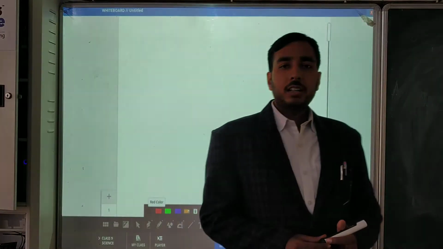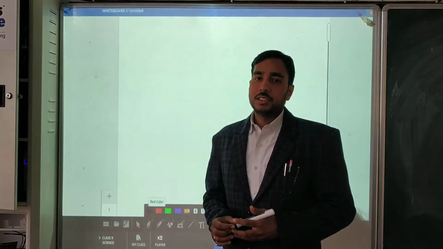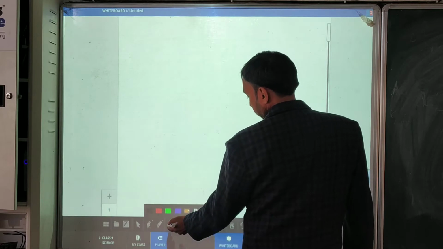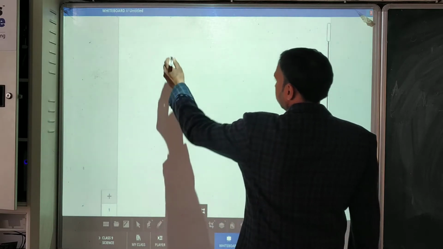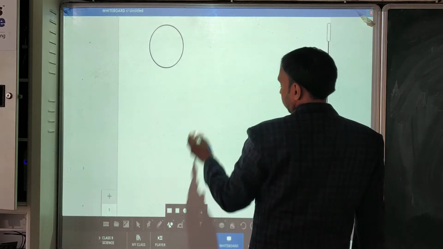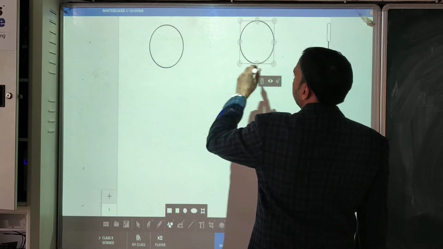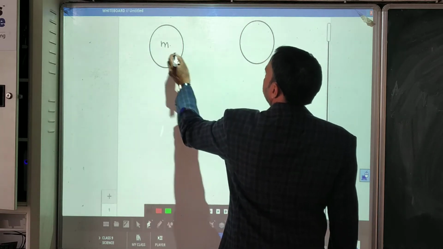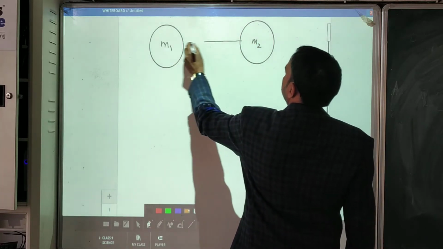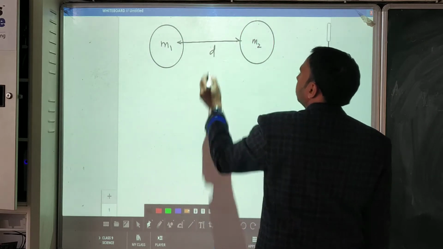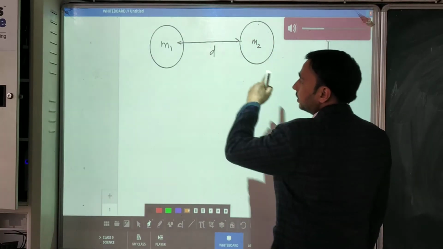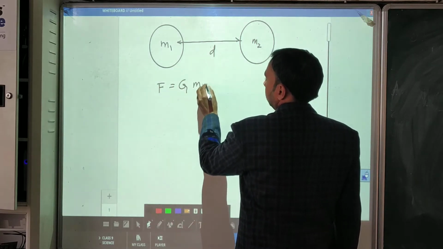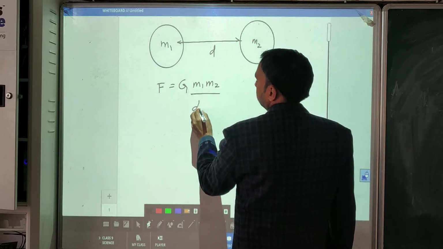As you are all aware, when there are two bodies with certain masses placed side by side, say two masses m1 and m2 separated by a distance d, they are attracted towards each other with a force, and that force is G times m1 m2 upon d square.